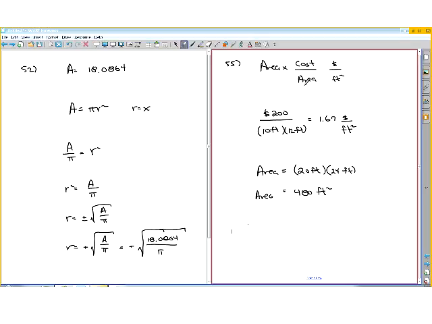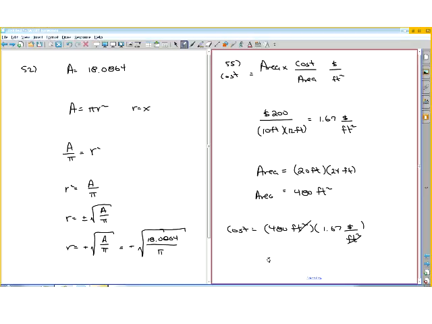So what we're looking for is the total cost of the larger room. Basically, cost is equal to area times cost per area. The areas cancel out and you get costs. So in this case, our total cost is our area, which is 480 feet squared, times cost per area, which is $1.67 per foot squared. Notice the foot squares cancel out.